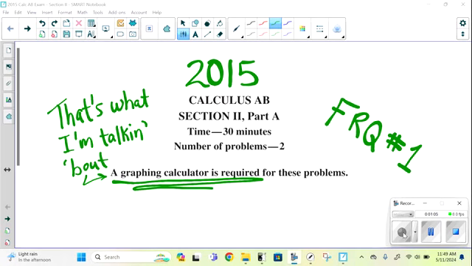All right, so let's start. For free response question number one, we get a graphing calculator. That's what I'm talking about. Let's go.